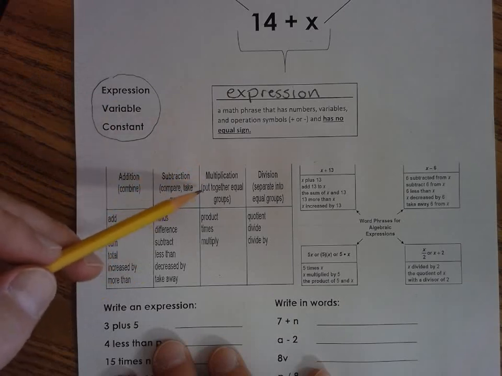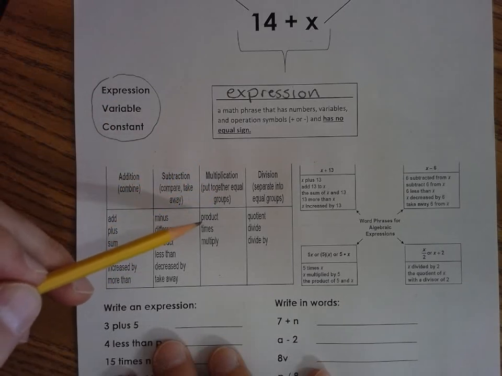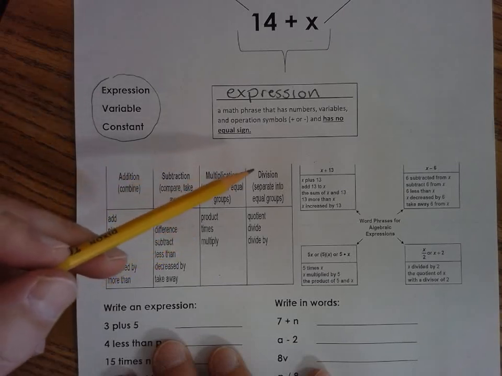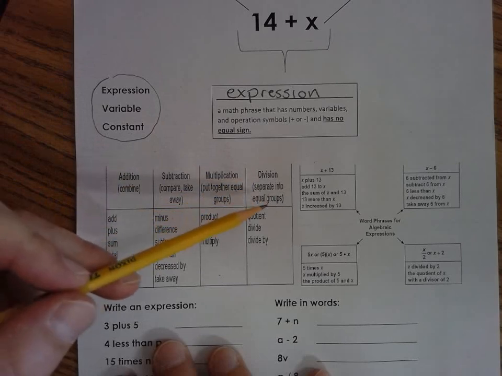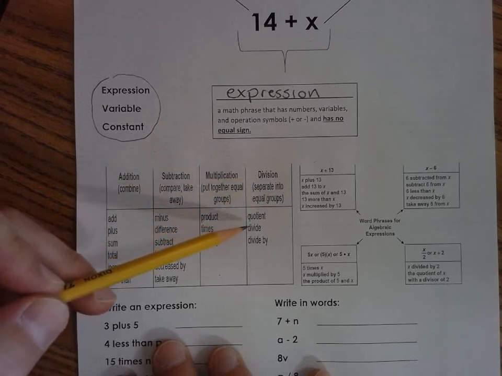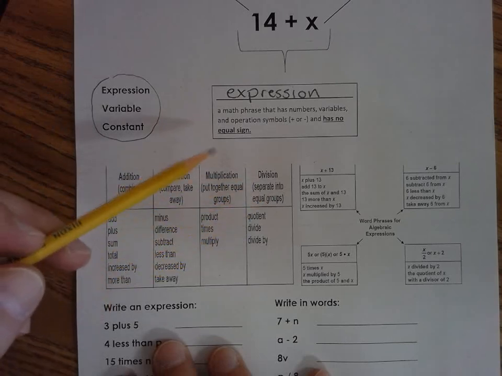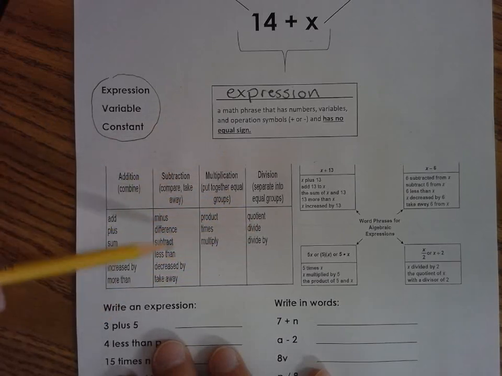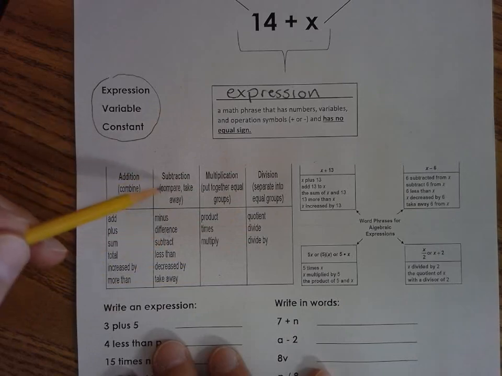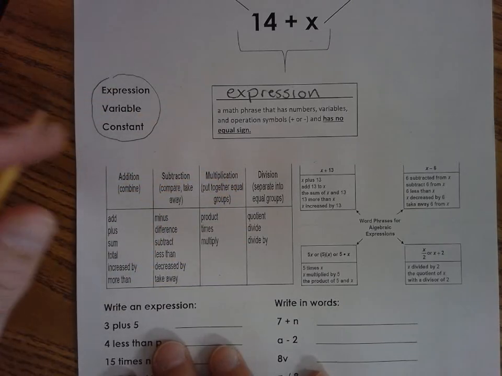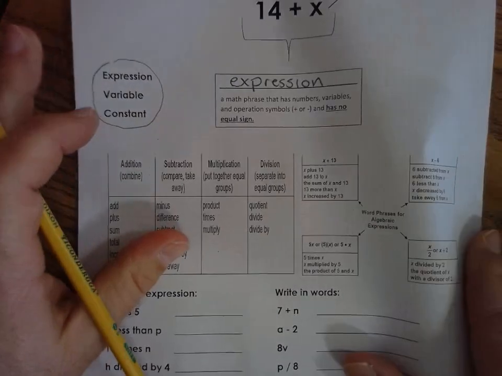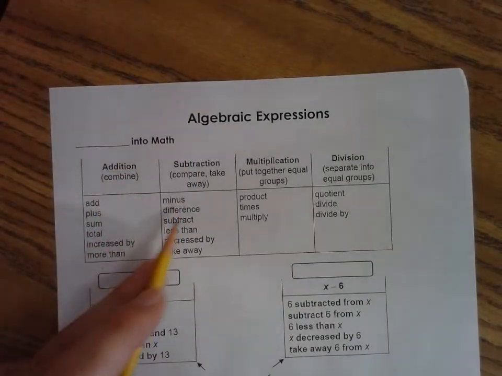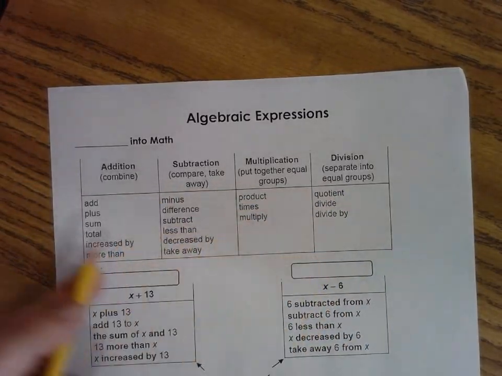Multiplication, you're putting together equal groups. Product, times, and multiply. Division, separate into equal groups. Quotient, divide, divide by. Those are all different words that you need to be familiar with. So when you hear one of those words, you need to think about these different operations that are going on. This page has a back on it too, and the words are also here. So they're in two places.